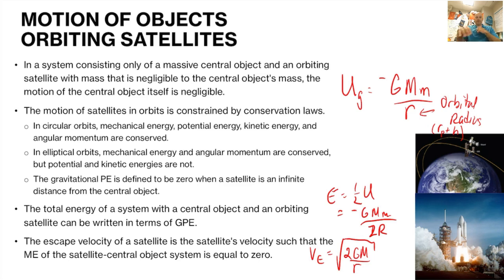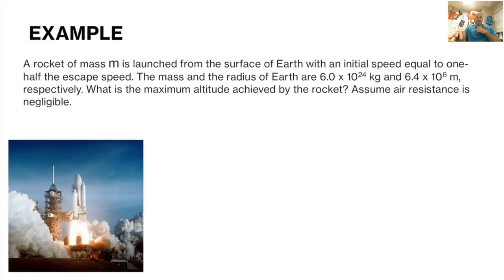Okay, so let's look at an example problem. We have a rocket of mass m launched from the surface of Earth with an initial speed equal to 1/2 the escape speed. The mass and radius of the Earth are 6.0 times 10 to the 24th kilograms and 6.4 times 10 to the 6th meters, respectively. What is the maximum altitude achieved by the rocket? And we're going to assume air resistance is negligible.